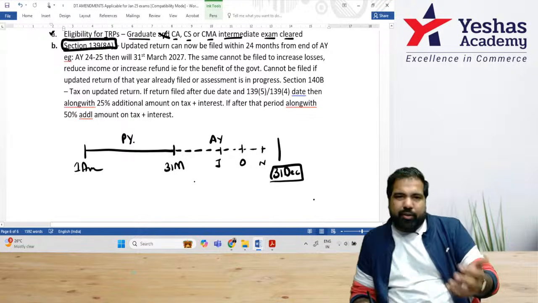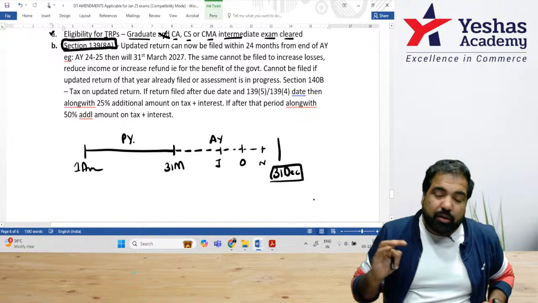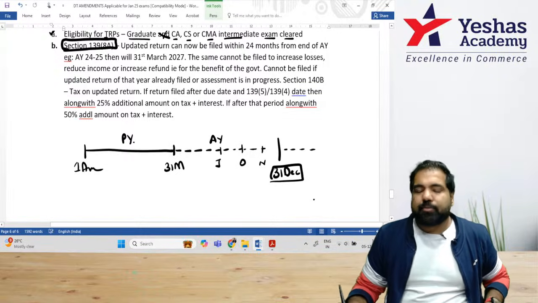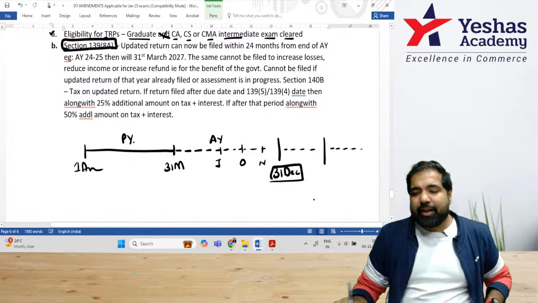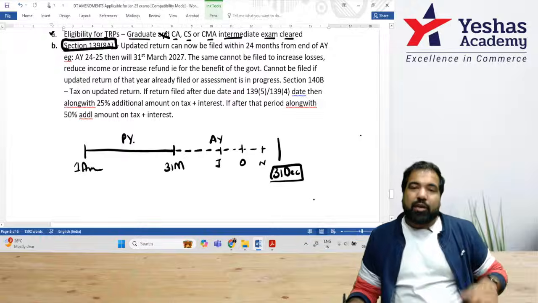So this is called a late return. Of course, there are some repercussions, but can I still file my late return? Yes, up to 31st December. What if I remember some mistake next year? What if I remember some mistake the year after next? Earlier, guys, there was no provision to change your income tax return after that.